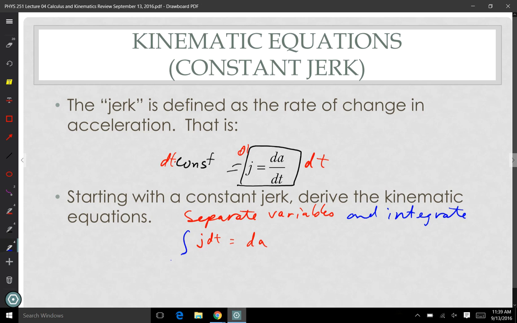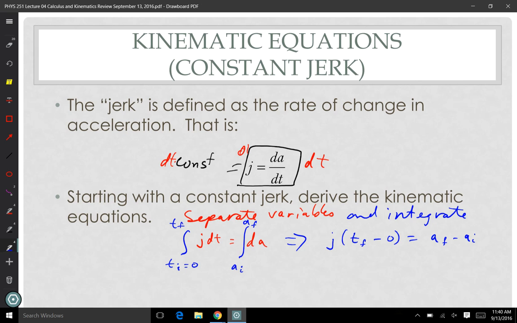So I integrate this from t initial equals 0 to t final. This from a initial to a final. Notice I have a initial and a final because, well, it's not a constant acceleration. You integrate these and it's a pretty simple integral since it's constants on both sides. And so I'd have j times t final minus 0 is equal to a final minus a initial.